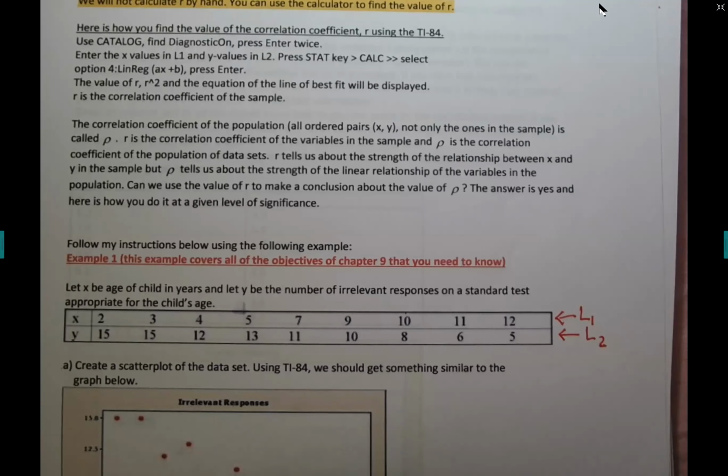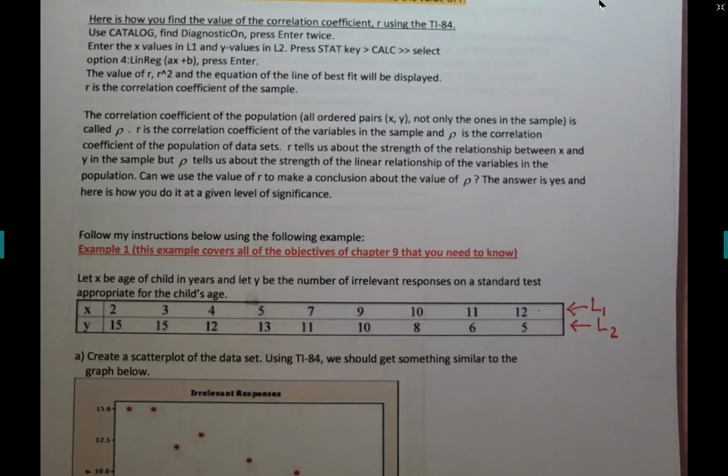We cannot use the equation of the line of best fit to figure out the number of irrelevant responses when the age of the child is 15. The equation will break here. It wouldn't be a good equation. What's the reason? I'd like you to look at this. Any guess why you think 15 wouldn't cut it on the equation?